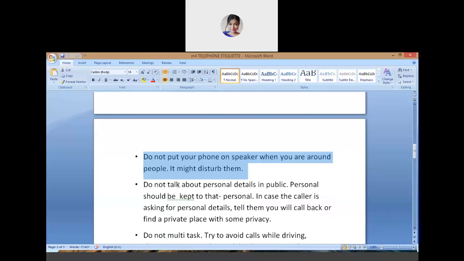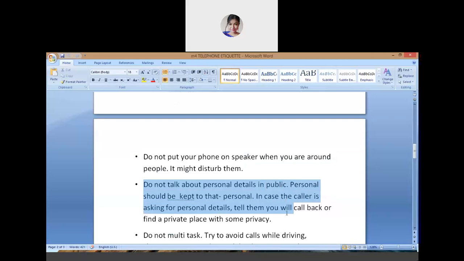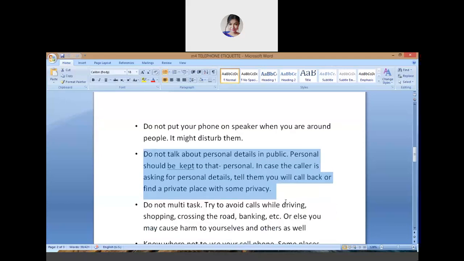Next is, do not talk about personal details in public. Never ever talk about personal details in public, because your details can be misused by someone. So that is why, even if you're sharing some kind of details in a public place, make sure that there's nobody around you. Okay, you have to look left, right, and then share the details so that nobody can listen to you, and so that nobody can misuse your information.